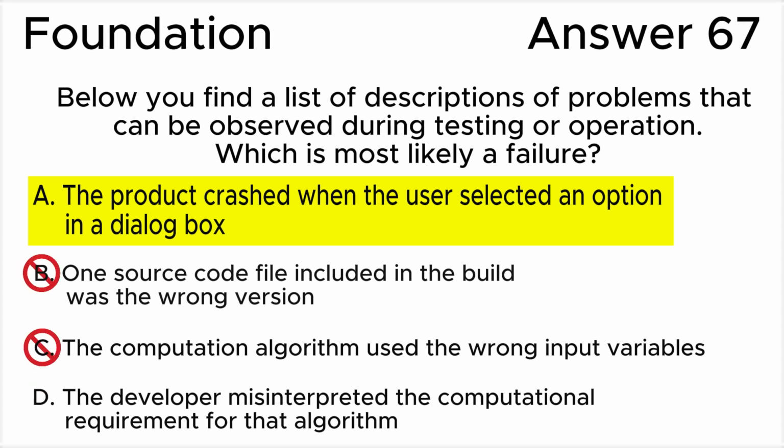In summary, a failure is an observable deviation from expected behavior during testing or operation. Option A directly states a scenario where the product crashes, making it an evident failure. The other options represent issues or defects in the development process, which might or might not lead to failures, depending on their impact on the software's behavior.